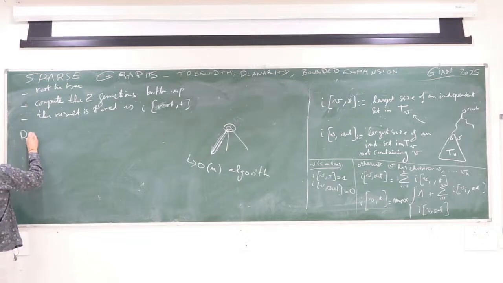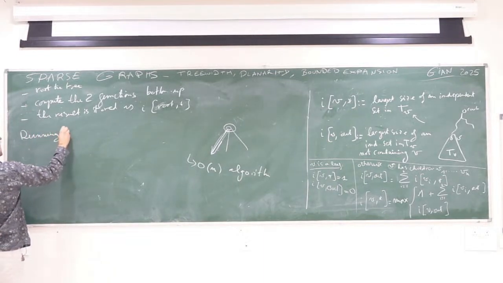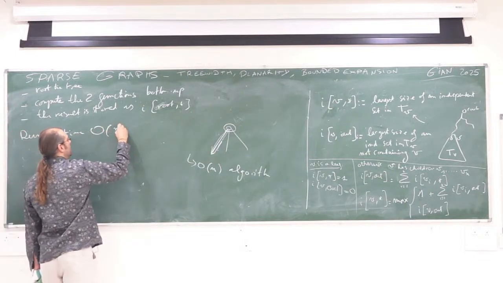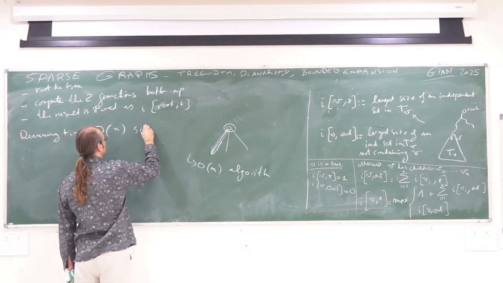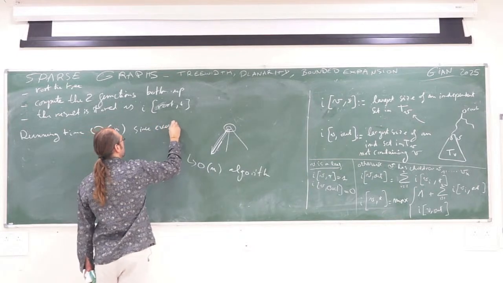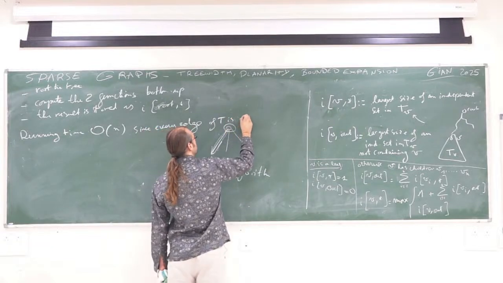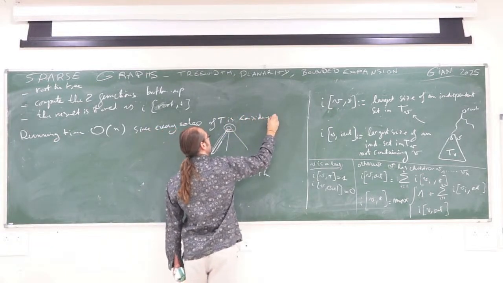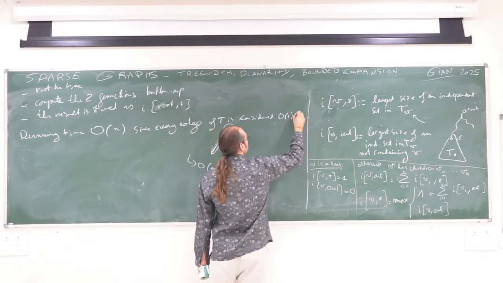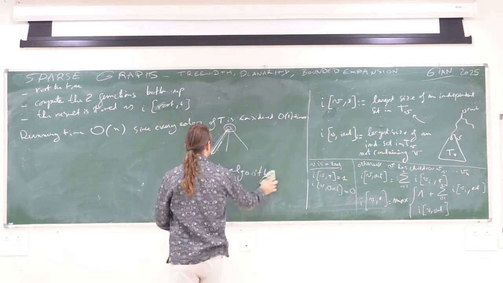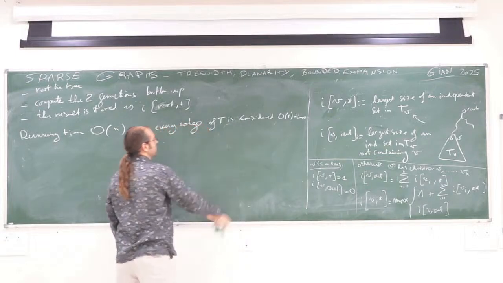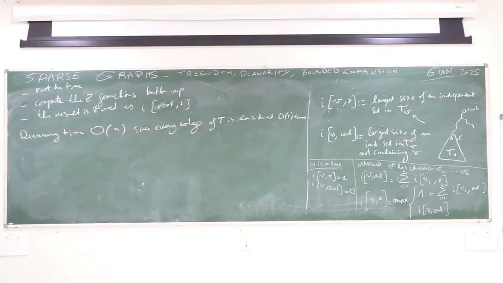And the running time, since every edge of the tree is considered, and of course there are n minus 1 edges in a tree. Okay, going too much into details. Alright.